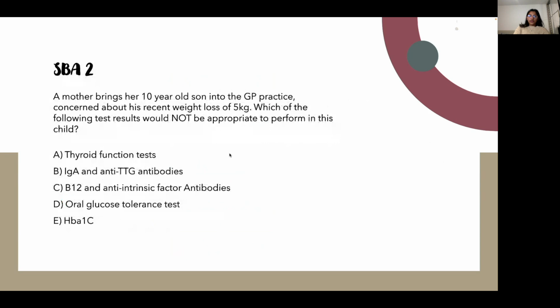Okey-doke. So, second SBA. A mother brings her 10-year-old son into the GP practice, concerned about his recent weight loss of 5 kilograms. Which of the following test results would not be appropriate to perform in this child? This one is quite hard, but it has a good learning curve to it. So again, just give it a go. I will put in a new poll.